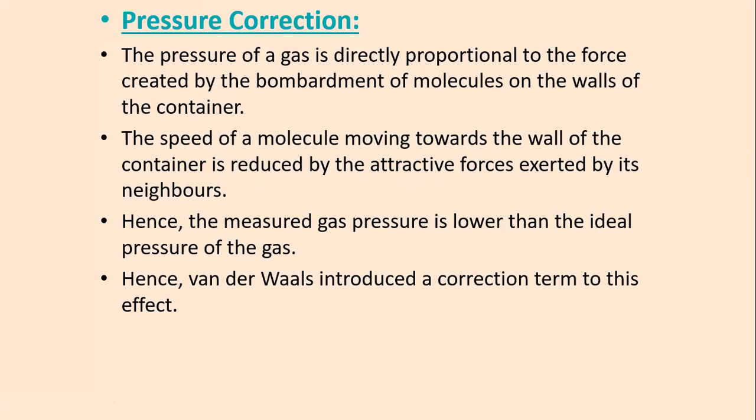All the gas molecules get attracted to each other, and they also exert a reduction of the speed of the molecule. So the measured gas pressure is lower than the ideal pressure of the gas. Van der Waals finally introduced a correction term for this effect, since the measured pressure is low compared to the ideal pressure of the gas. That is the correction based on pressure.